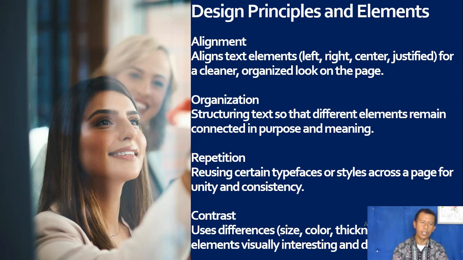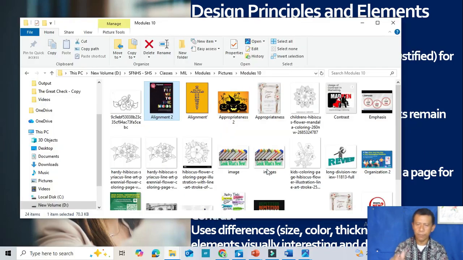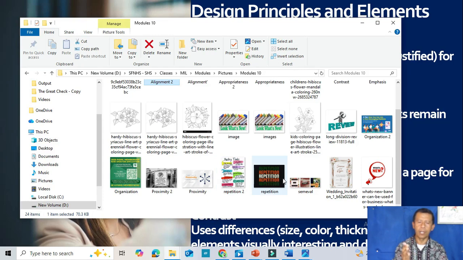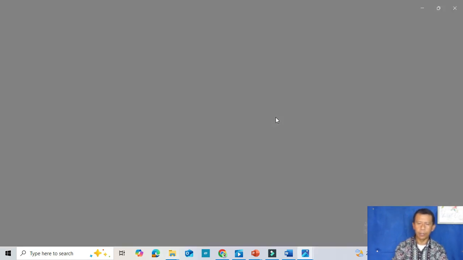So repetition, I have samples here. You see this one here: the same word in different colors, but the same type or font style. That means it's good to see this rather than different type styles, font styles or typefaces. It's really bad in designing.